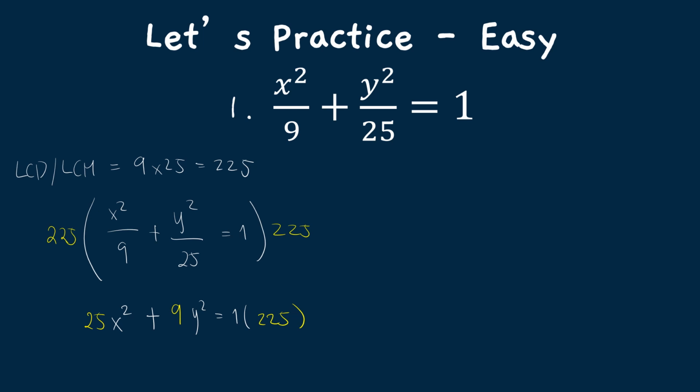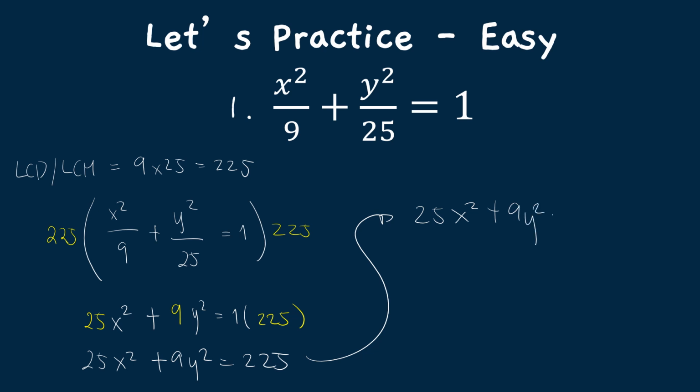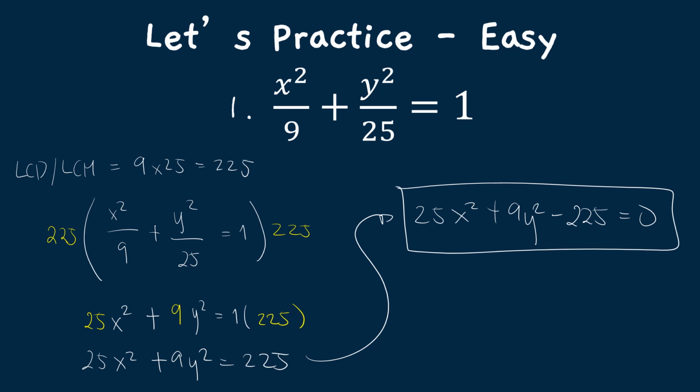And then we can now write our final answer. But remember, our general equation should be equal to 0. So instead of writing equal to 225, our final answer should be 25x squared plus 9y squared minus 225 is equal to 0. And therefore, that is your final answer for this particular given. On to the next example.